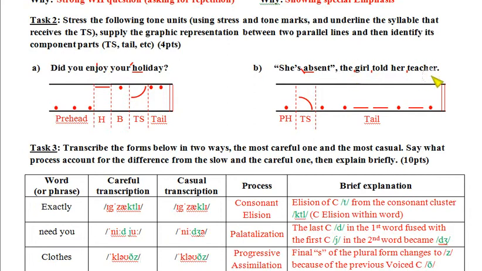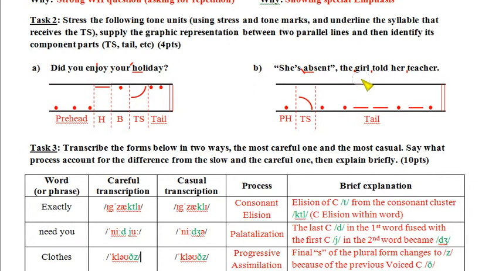We move to the graphic representation. Where is the tonic syllable? It is "ab," so it goes from a mid to a low level. And then, do we have unstressed syllables before? Yes, we have "she's." So we have a dot for "she's," very low level, and it is called the prehead. "Sunt" will have a low dot. "The" will have a low dot.